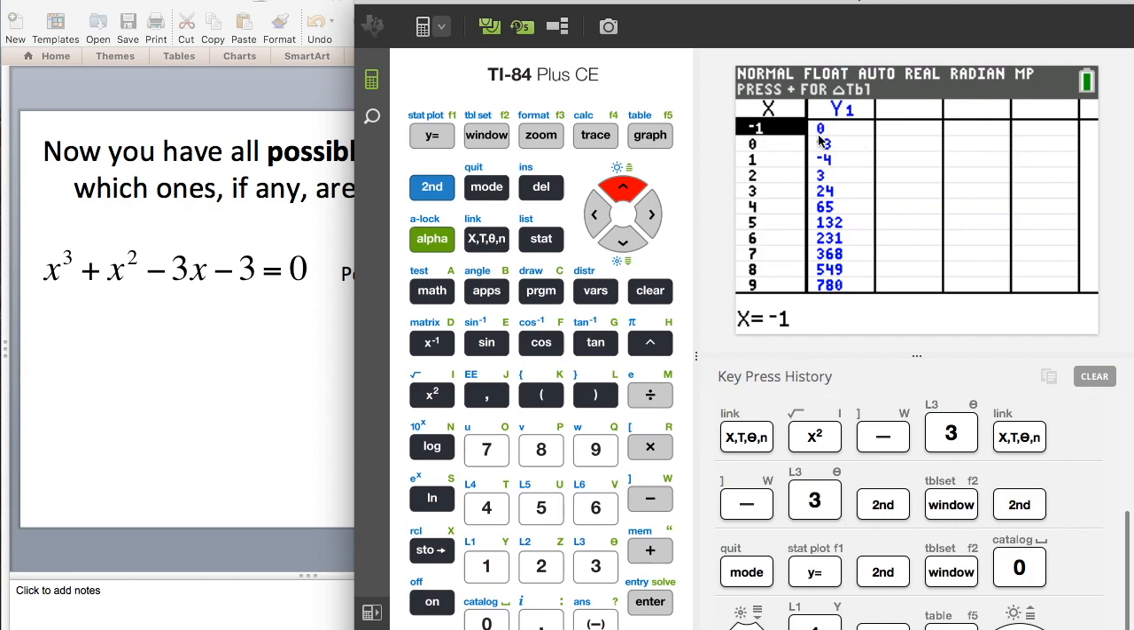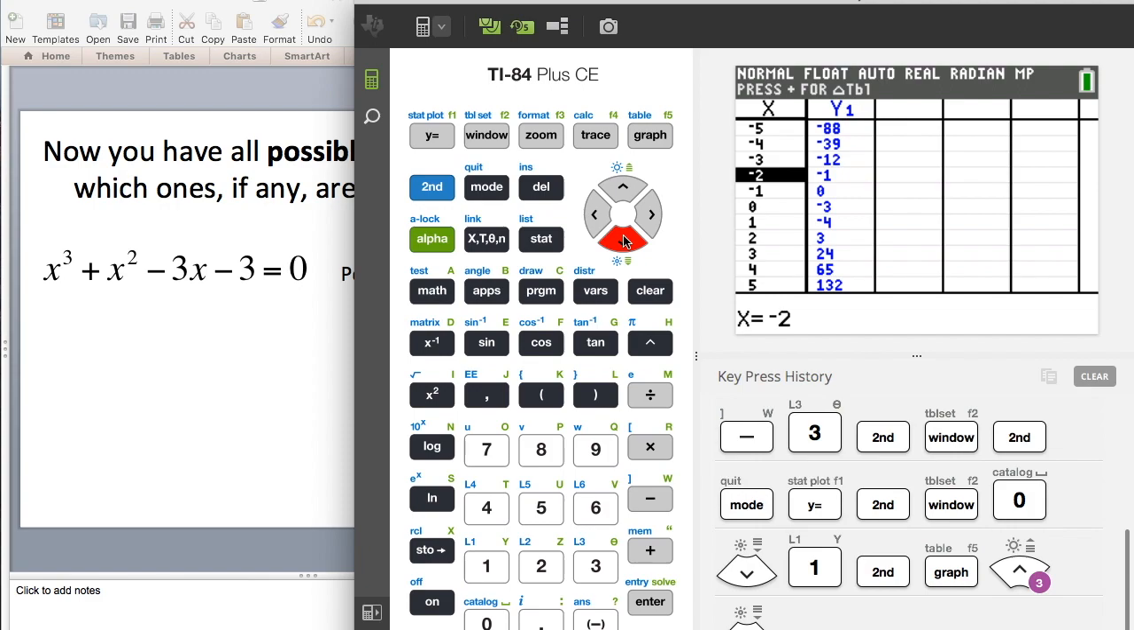-1 gives us 0. That means since it's y equals 0, if you would have plugged in -1 to that equation, you would have simplified to 0. So -1 is one of our actual solutions. Checking -3 gives us -12, so that's not a solution. But we did get that -1 was an actual solution. Okay, so now we'd be able to move on from there knowing at least one of our three solutions.